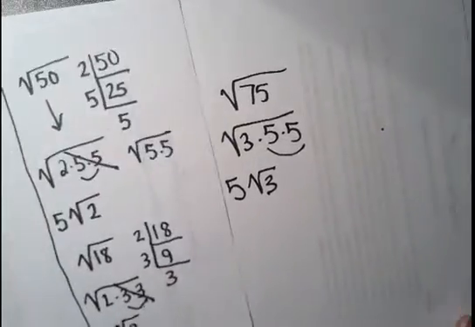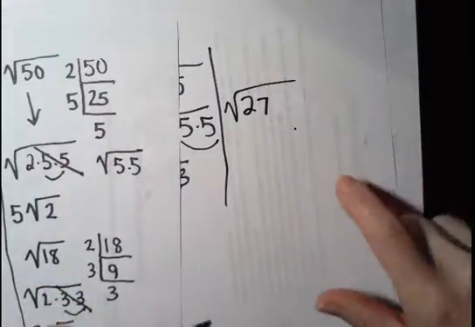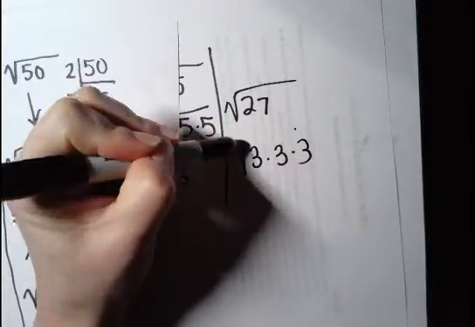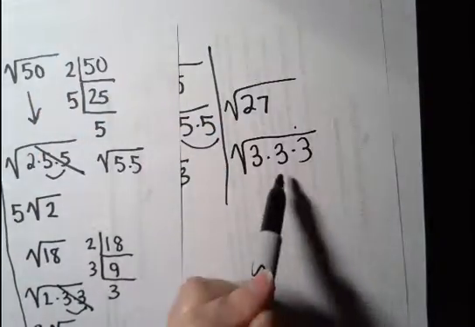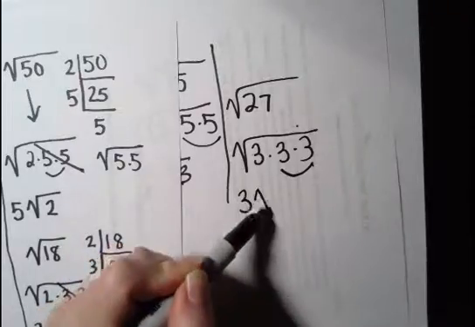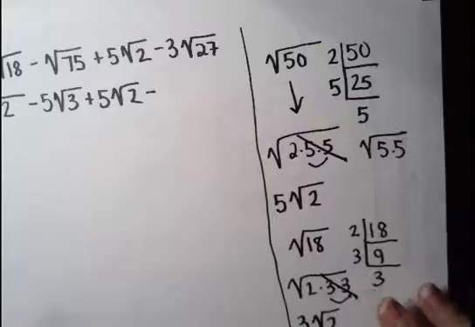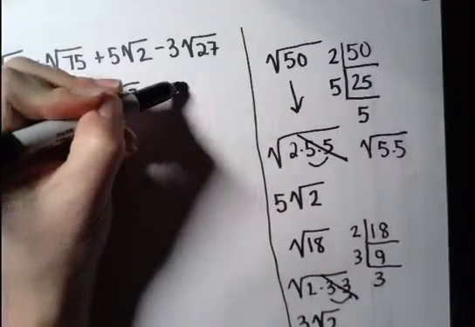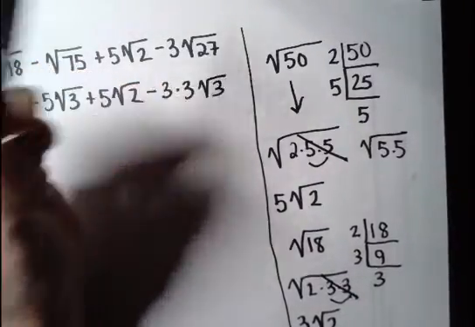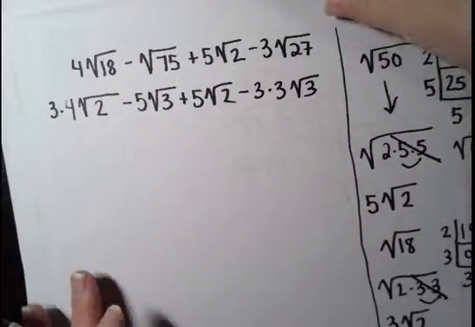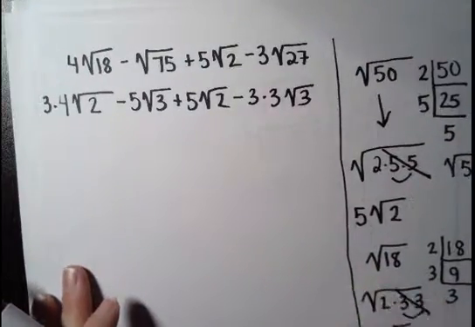So another one would be 27. If we do the prime factorization of that, we would get 3 times 3 times 3. And since there's one pair of 3s, we could take the 3 out in front and have 3 times the square root of 3. So bringing that back to our problem over here, I have 3 times the square root of 3. Remember, because I took one out and I put it in front. So now we can actually start to simplify and add like terms.